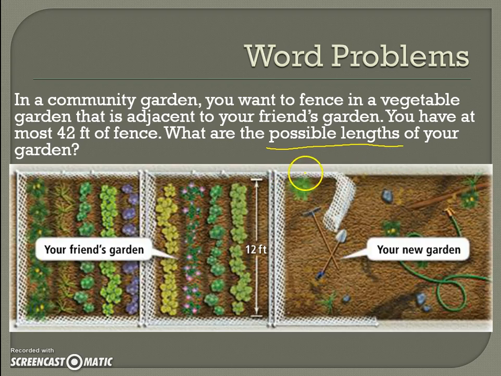You don't have to use the full amount of the 42 feet of fence. You may only use 40 or 30 or something like that. That's why this is an inequality. An inequality gives you a set of numbers. So it's saying, what are the set lengths that you could have for your garden? So let's go to this next slide.